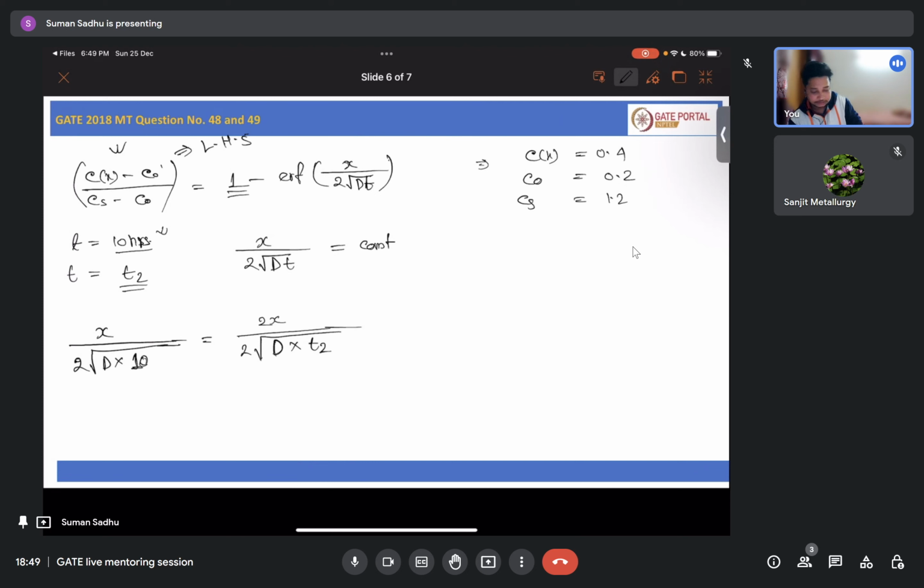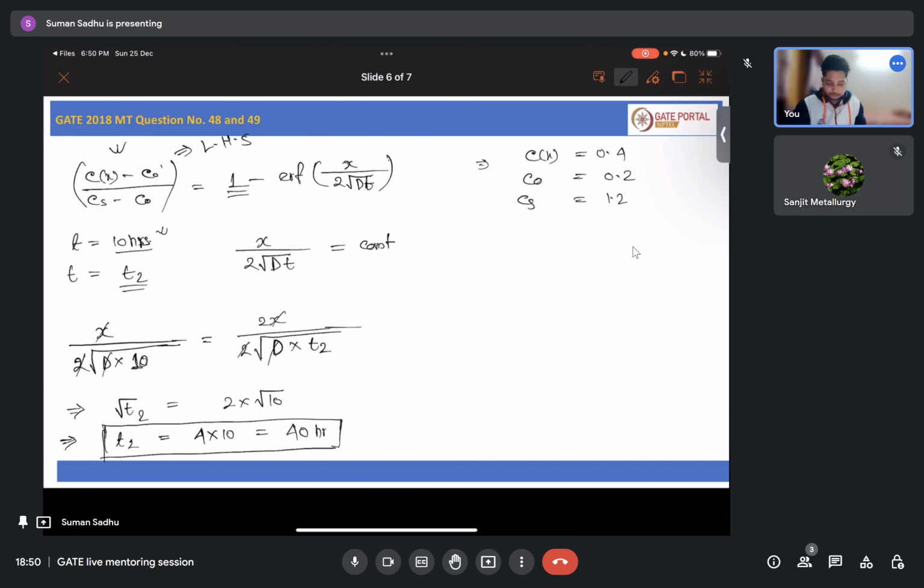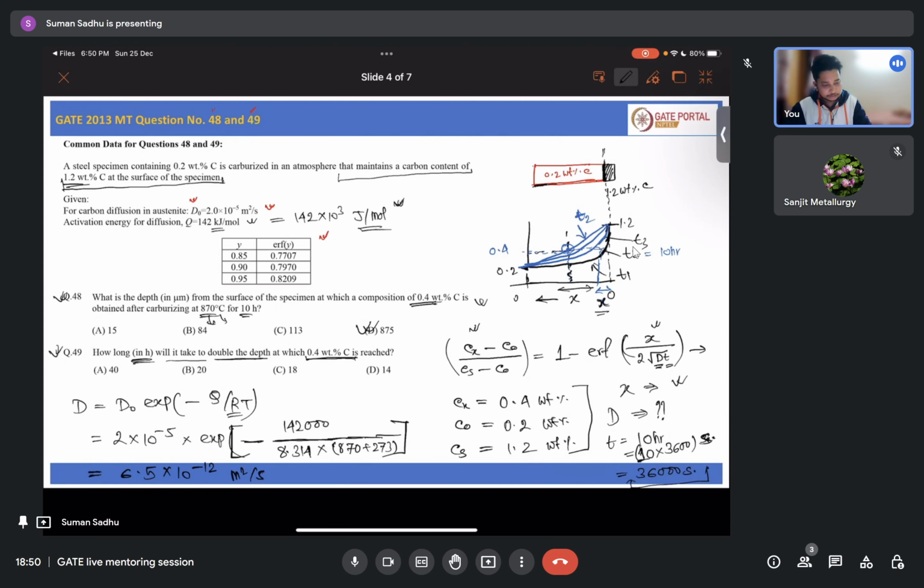Now you have to calculate t2. So this will get cancelled out, this will also get cancelled out, and x and x will also get cancelled out. So your root t2 is equal to 2 into root of 10. So t2 will be 4 into 10, that means 40. As I kept the unit in hours, the final time it will take is 40 hours. So in the second question, the correct answer is option A.